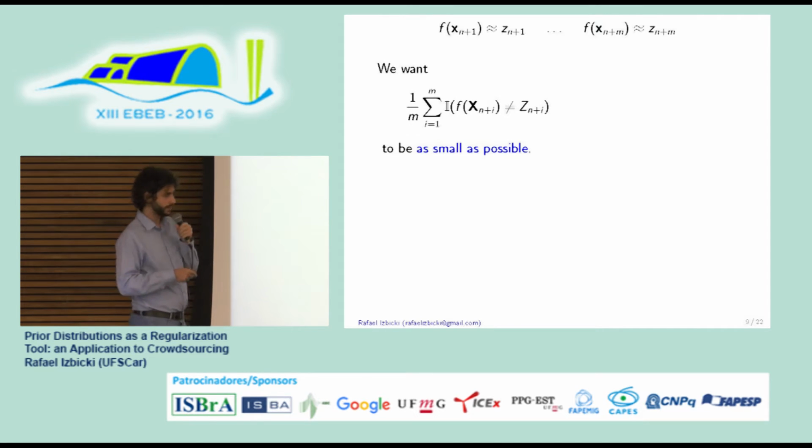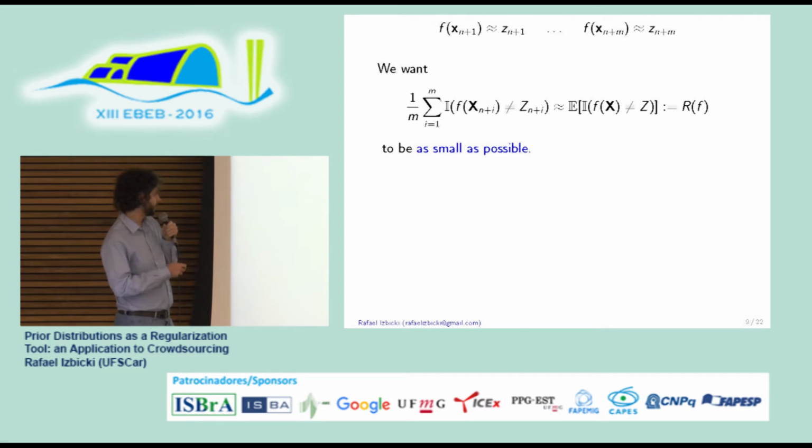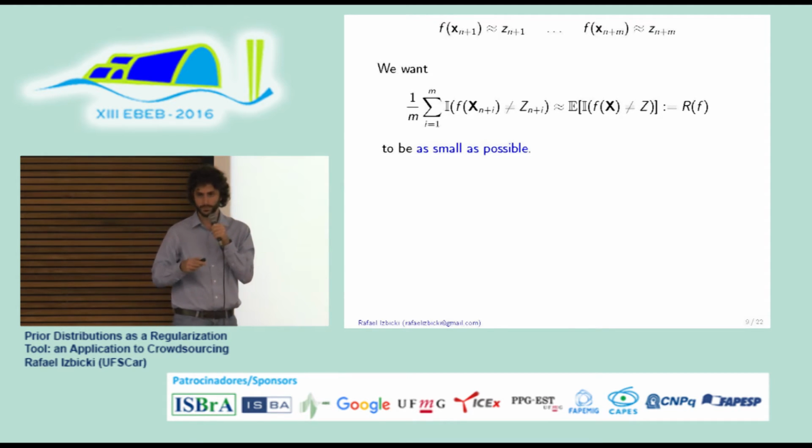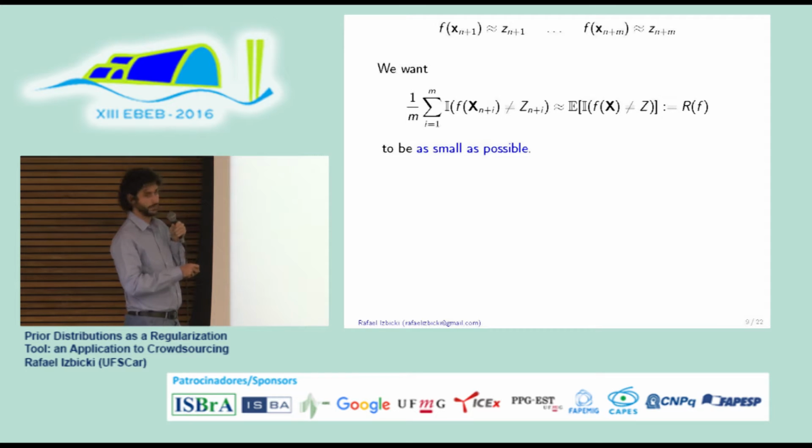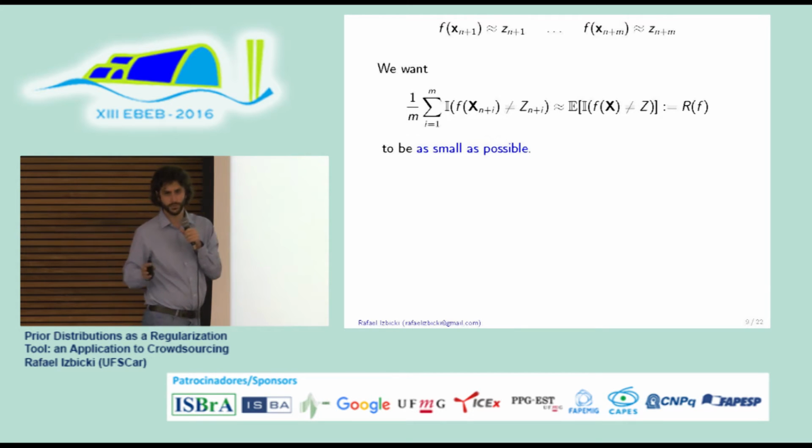So a reasonable goal here is to find an f that makes a small proportion of mistakes on these m new samples, right? So we want the average of the indicator function that f is making a mistake to be as small as possible. Of course that's a hard goal because we don't know the z's and x's ahead of time, but by the law of large numbers, we know that this is approximately the expectation of the indicator function that we make a mistake on a new sample. So we want this, which is the probability of a mistake, to be as small as possible. And this is what I'm calling the risk function of f. Okay, so we want the risk to be as small as possible.